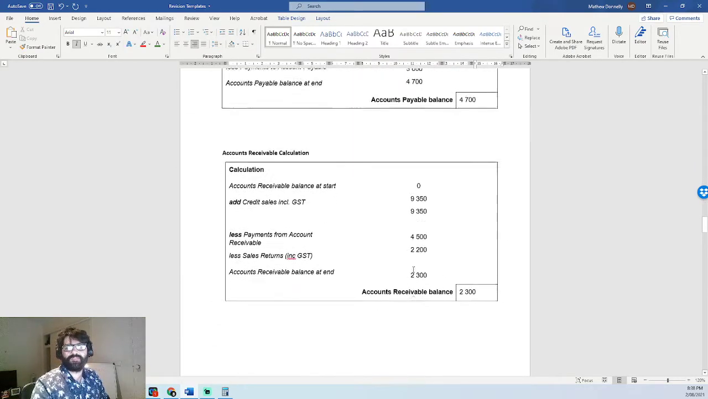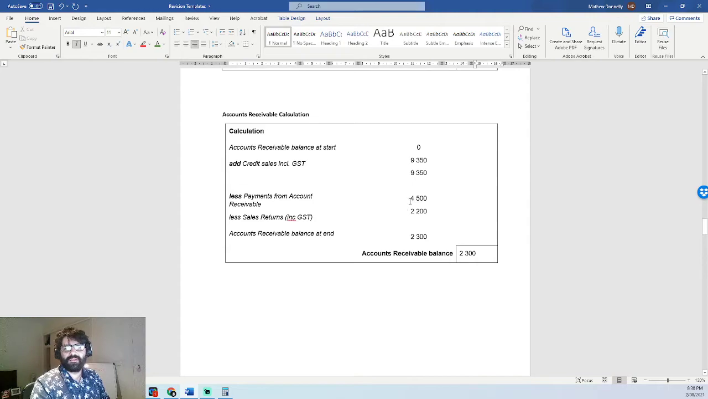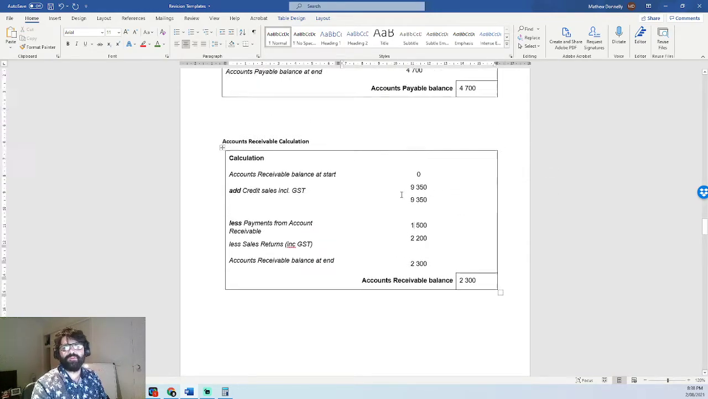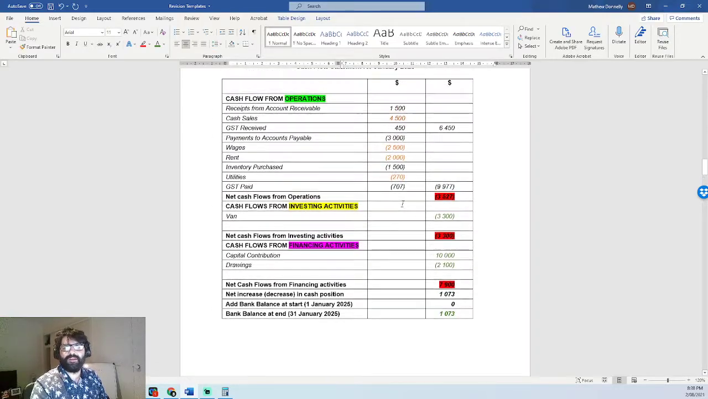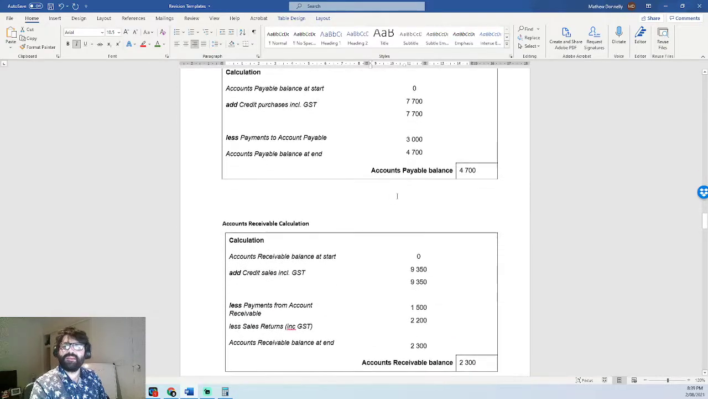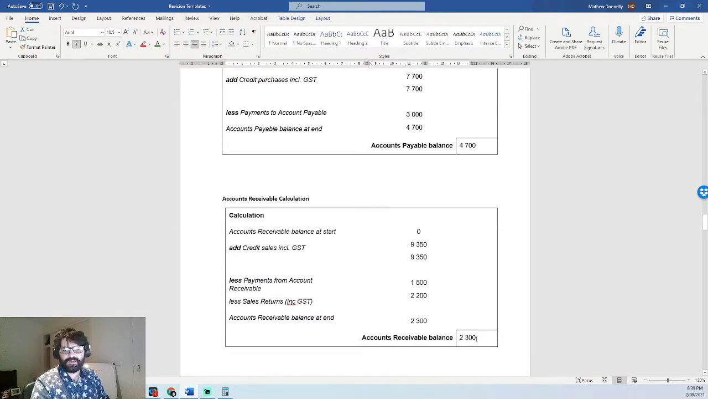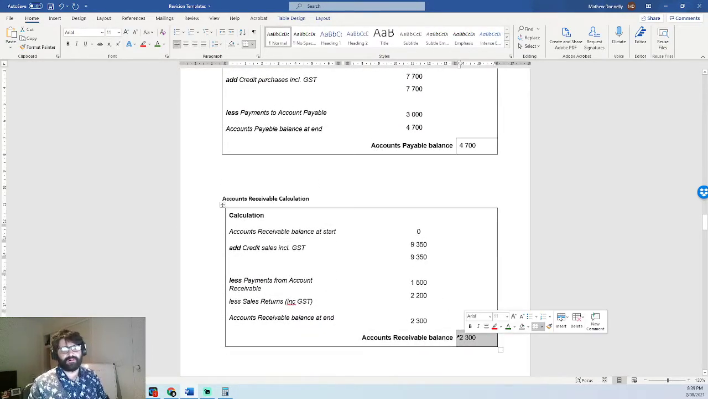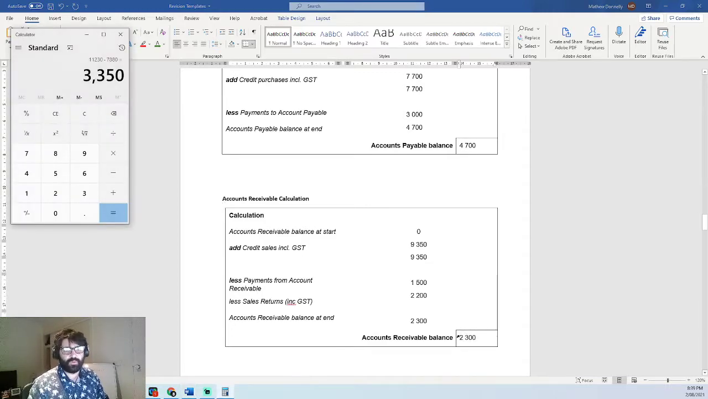Alright, it's quite simple. There is a mistake. I've put the wrong amount here. It should be 1,500. For whatever reason, I picked 4,500, and that's because I went cash sales. So we need to fix the amount. And this is a valuable lesson here insofar as you need to be double checking your work.